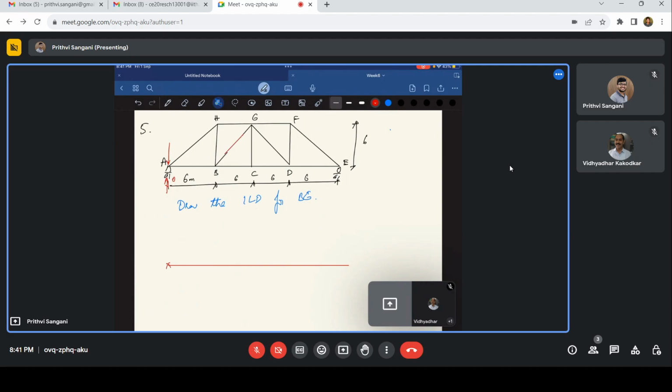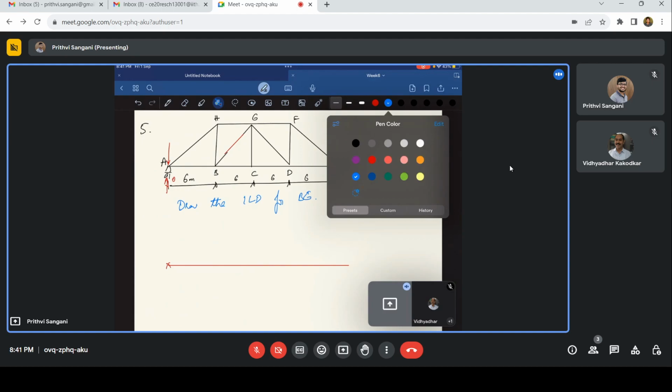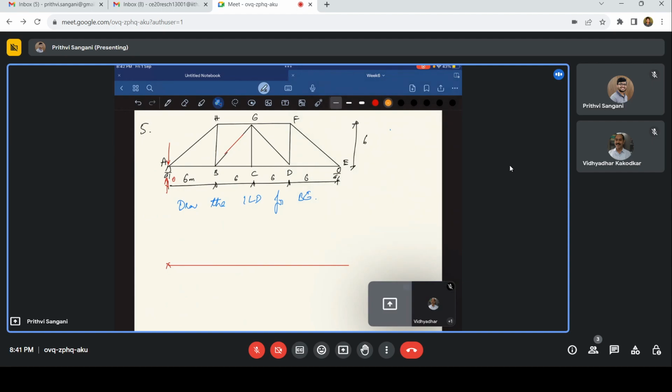Yeah, right. So when my force is at, let me use some other color. So when my force is at B, right at B, what happens? We'll just analyze it.